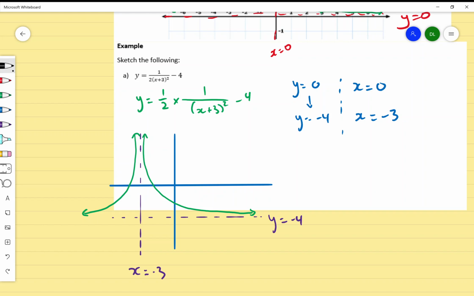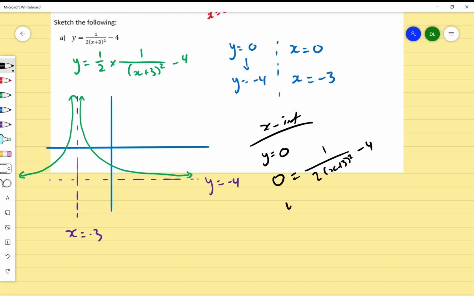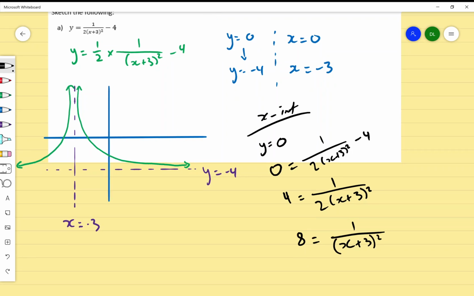If you would like, you're more than welcome to actually substitute the values in. For example, if I try to find my x-intercepts, I let y equal 0, and you have 0 equals 1 over 2 bracket x plus 3 squared minus 4. I'm going to add 4 on both sides. We end up with 4 equals 1 over 2 times x plus 3 squared. I'm going to multiply both sides by 2. I end up with 8 equals 1 over x plus 3 squared.